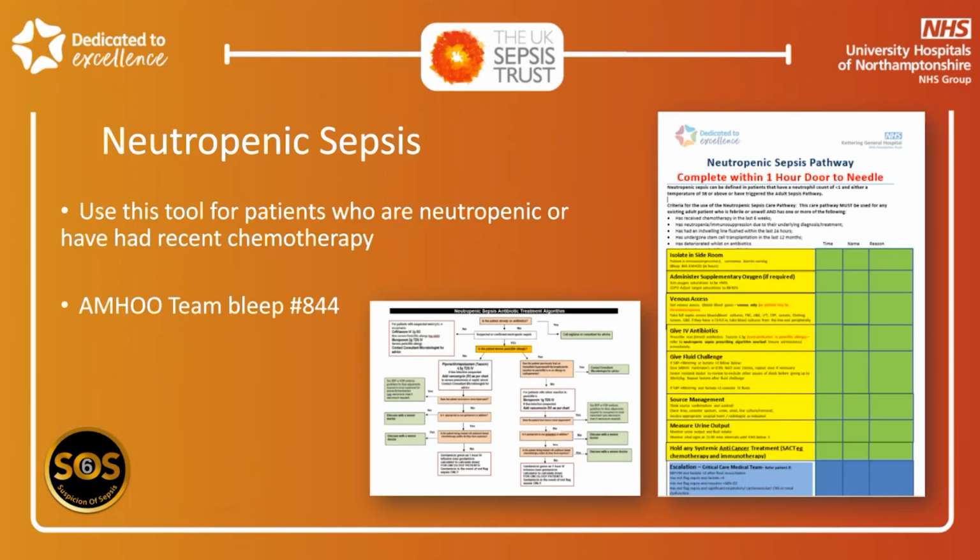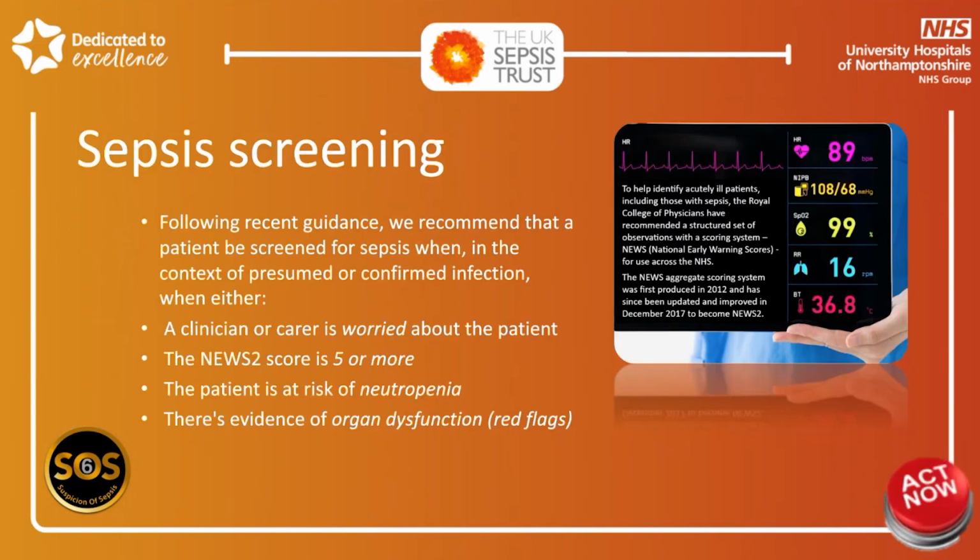There is a door-to-needle time for patients presenting to ED. We have 1 hour from the patients entering the department to administer antibiotics for those with suspected neutropenic sepsis. There is a tool available on KNET and in ED. The AMU team, the Acute Malignant Haematology Oncology Outreach team, are a great resource for support with neutropenic patients, and they carry bleep 844. There are several reasons to screen a patient for sepsis.